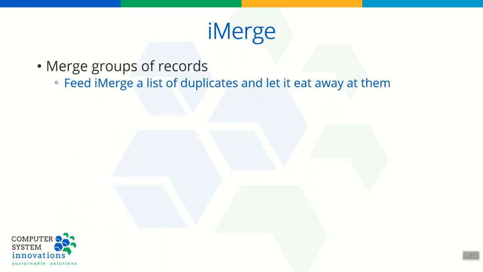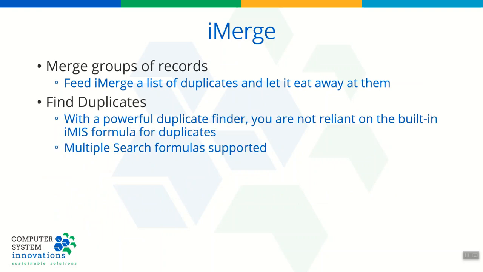If you have your own query to find dupes and you want to create a list of duplicates and let iMerge run at it, that's great. You can give iMerge that text file and it will merge those records one by one. But it also will help you find your duplicates. And one of the great things about it is you can have multiple search formulas. You do not have to use the dupe match key in iMess. You get to create your own search formulas.